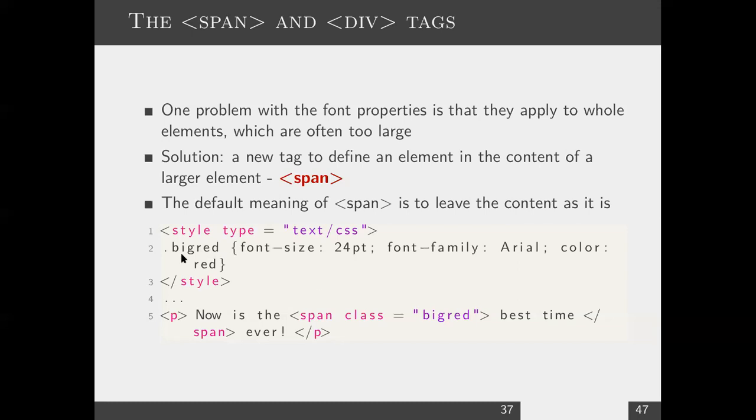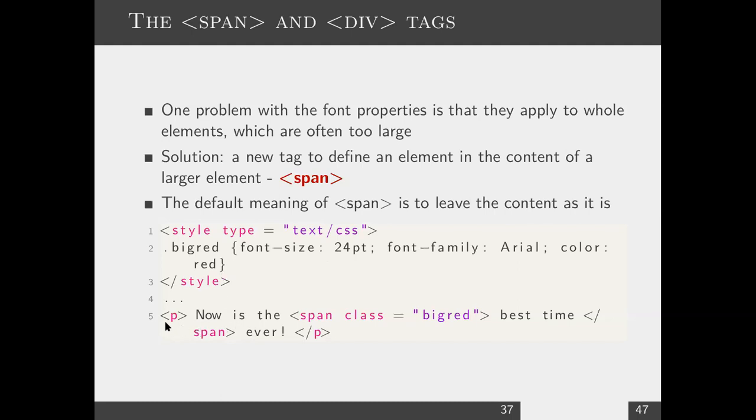In this example, we are defining a class. Our class is called big grade. For the font size, we are saying 24 pixels. The font family is Arial, and the color is red. So this should have a big font size and should be in red.